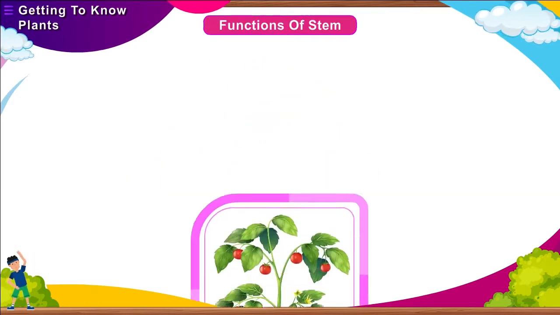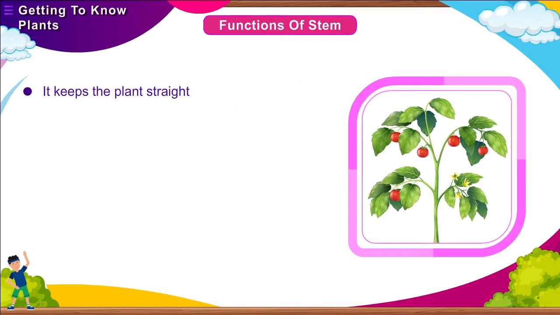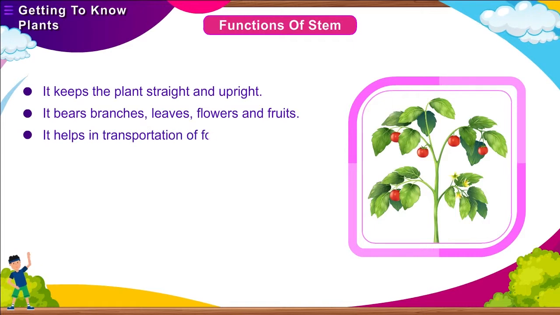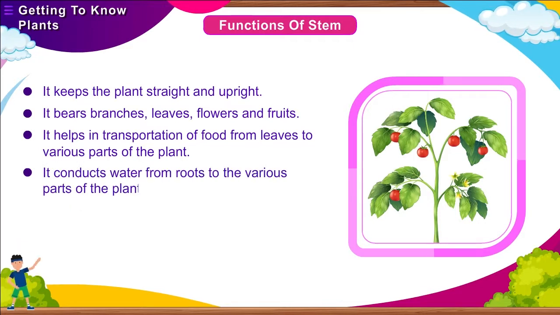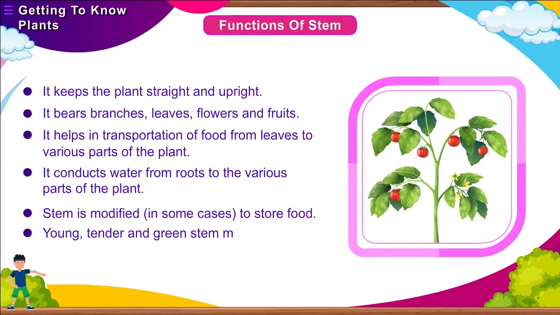Functions of stem. Stem is the main visible portion of the plant above the ground or soil. It performs various functions. Some of them have been listed below. It keeps the plant straight and upright. It bears branches, leaves, flowers, and fruits. It helps in transportation of food from leaves to various parts of the plant. It conducts water from roots to the various parts of the plant. Stem is modified in some cases to store food. Young, tender, and green stem manufactures food also.